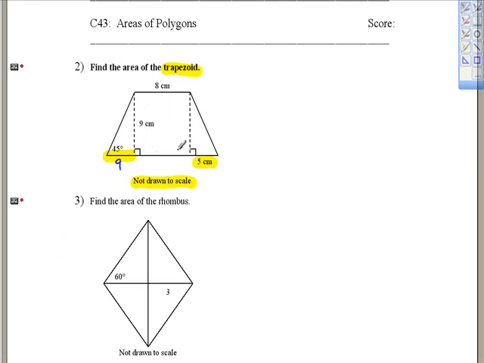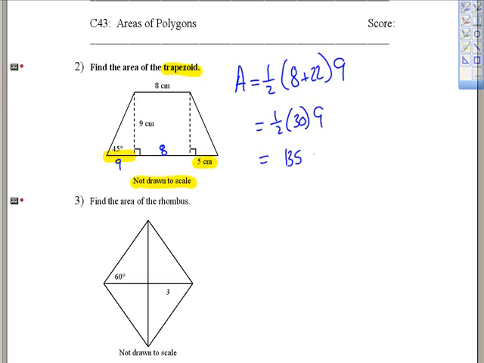How long is this little segment between the dashed lines down here? 8. We can get that from the top, right? So the whole bottom base is how long? 22. So we remember the formula for the area of a trapezoid is 1/2 times the sum of the bases. We've got 8 and 22 times the height, which is 9. So we have 1/2 of 30 times 9, or 15 times 9, which should come out to 135 square centimeters.